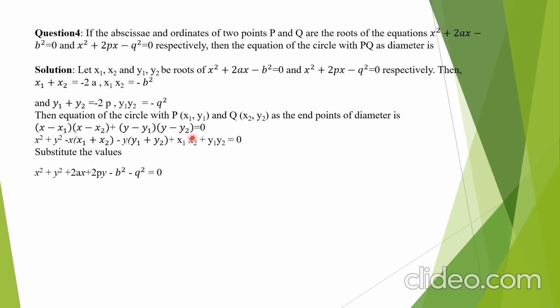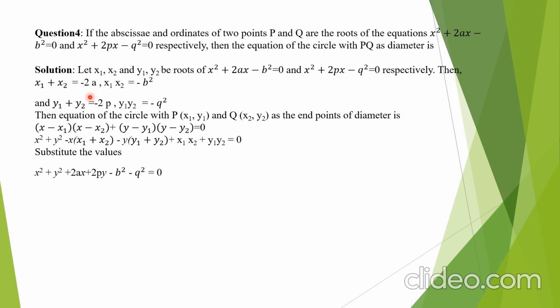Now we see one example on it. If the abscissas and the ordinates of two points P and Q are the roots of the equations x square plus 2ax minus b square equals 0 and x square plus 2px minus q square equals 0, then find the equation of the circle with PQ as a diameter. Okay, what is the abscissa? X coordinates. And what is the ordinate? Y coordinates. So x1, x2 are the roots of this equation, y1, y2 are the roots of the other equation.